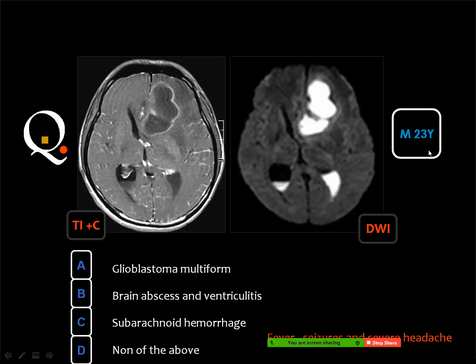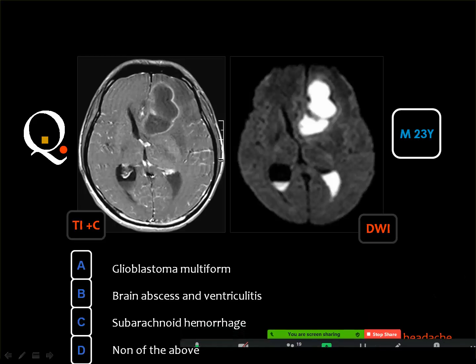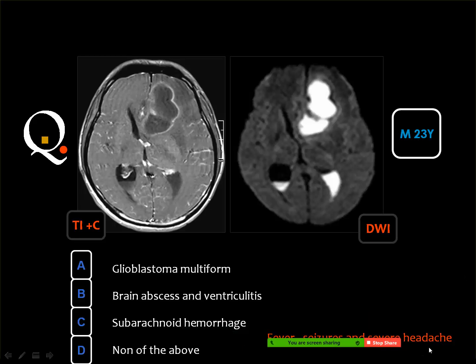for a male, 23 years old, presenting with fever, seizures, and severe headache. And these are the options. B. Brain abscess and ventriculitis.